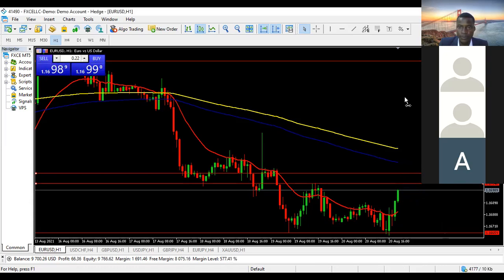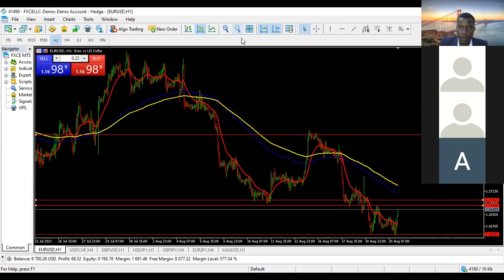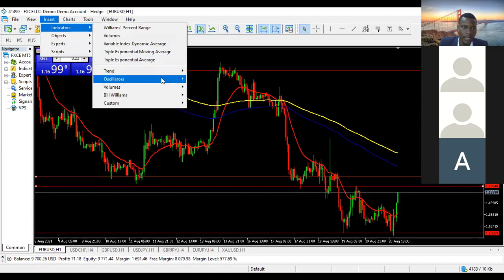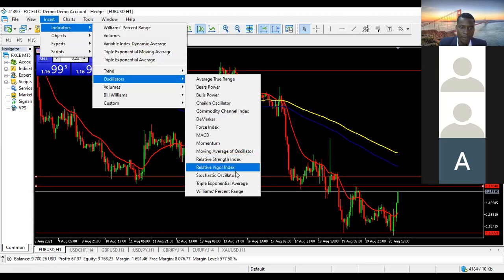Now, if you have that, there's another indicator that will help you, for those who are at least amateur. We call it an oscillator because the market oscillates. You need to know when the market is overbought and oversold.